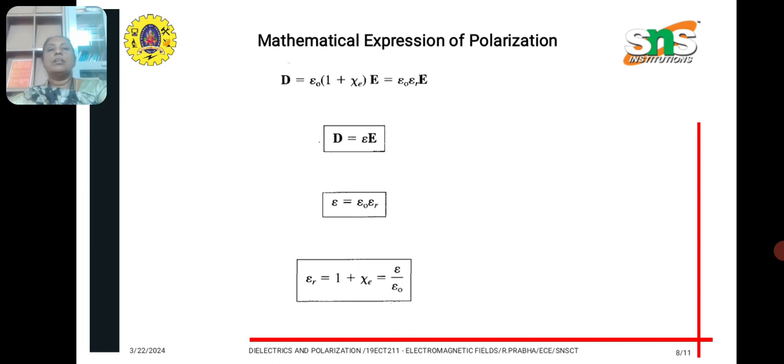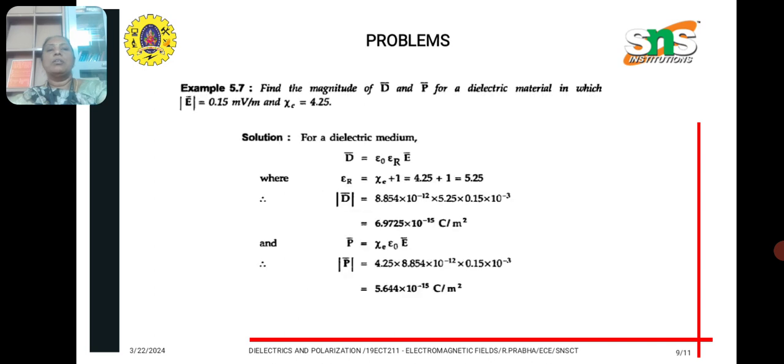Epsilon naught is the permittivity of free space. It is 8.854 into 10 power minus 12 farads per meter, and epsilon r is called the relative permittivity, and it is related to the susceptibility of the material as 1 plus Xe, or it is given as epsilon by epsilon naught.